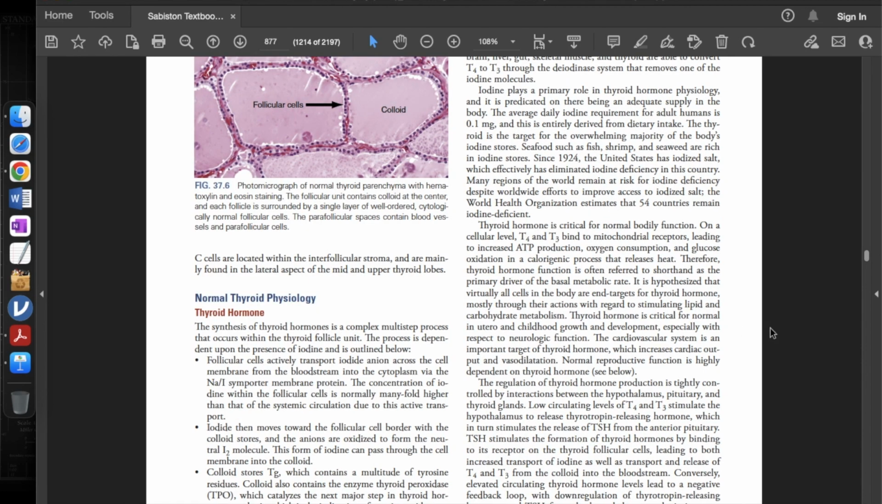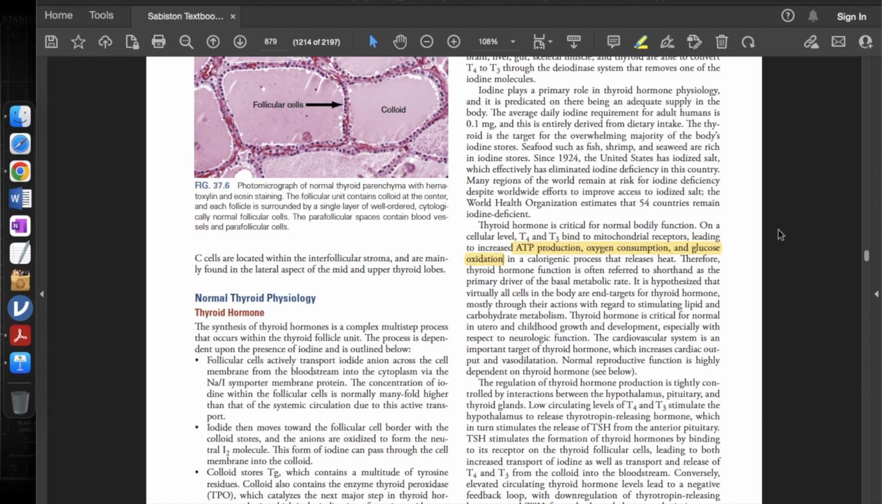Thyroid hormone is critical for normal bodily function. On a cellular level, T4 and T3 bind to mitochondrial receptors, leading to increased ATP production, oxygen consumption, and glucose oxidation in a calorigenic process that releases heat. Therefore, thyroid hormone function is often referred to in shorthand as the primary driver of the basal metabolic rate. It is hypothesized that virtually all cells in the body are end targets for thyroid hormone, mostly through its action in stimulating lipid and carbohydrate metabolism.